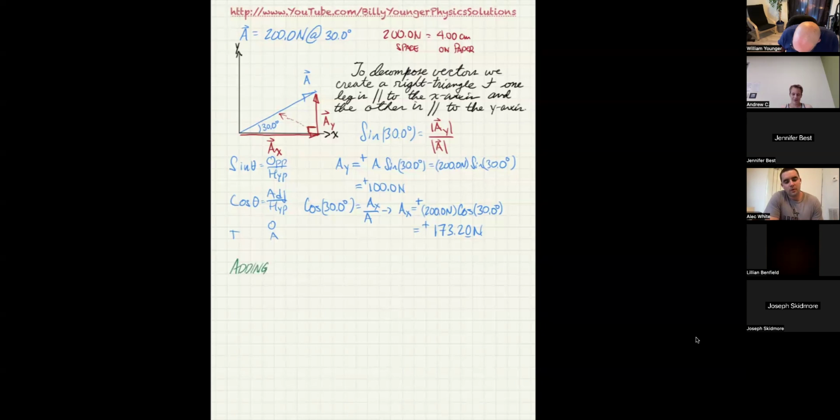Professor, could you say that one more time? You said it was easier to decompose a vector if you do what? Choose one vector to lie directly along an x-axis or a y-axis. Okay, got it.